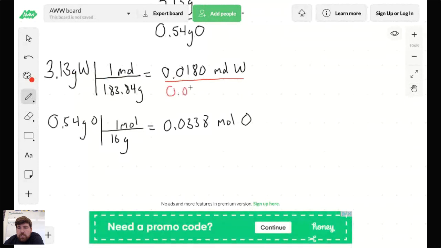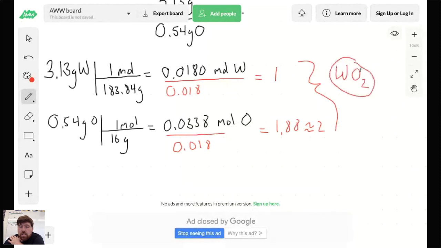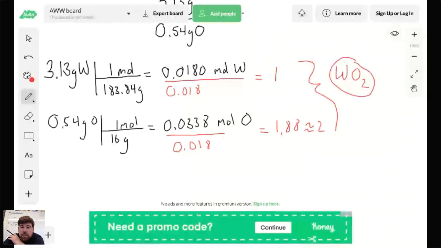So if we're comparing these two, it looks to me like the 0.018 is the smallest value. So we're going to divide both of these by 0.018. By doing so, we should end up with a 1 to roughly 2 ratio. When we divide this second one, you end up with 1.88, which we can round up to 2. You really only want to be looking for repeating sixes or the .5. When you get either of those, you multiply by a 3 or a 2 respectively to get that whole number. So what this found for us is that the tungsten and oxygen compound is WO2. And this is essentially the empirical formula of the substance that we're looking at. Awesome.